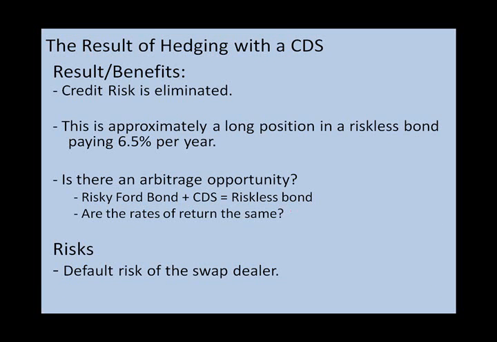What are the benefits of hedging or managing your credit risk with a credit default swap? The main benefit is that credit risk is completely eliminated. Chase no longer has to worry about the financial state of Ford Motor Company. Effectively, what you've done by using the credit default swap is create a long position in a riskless bond that pays 6.5% per year, because now there is no credit risk. This is like owning a government bond now. The question is, is there an arbitrage opportunity? The risky Ford bond plus a credit default swap gives us a riskless bond.